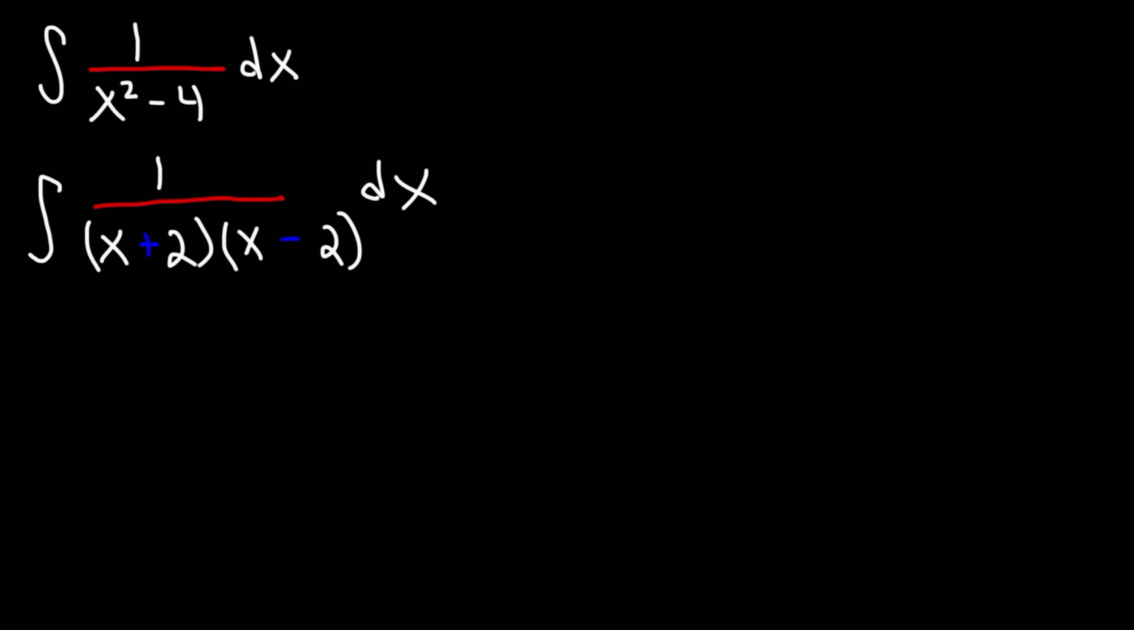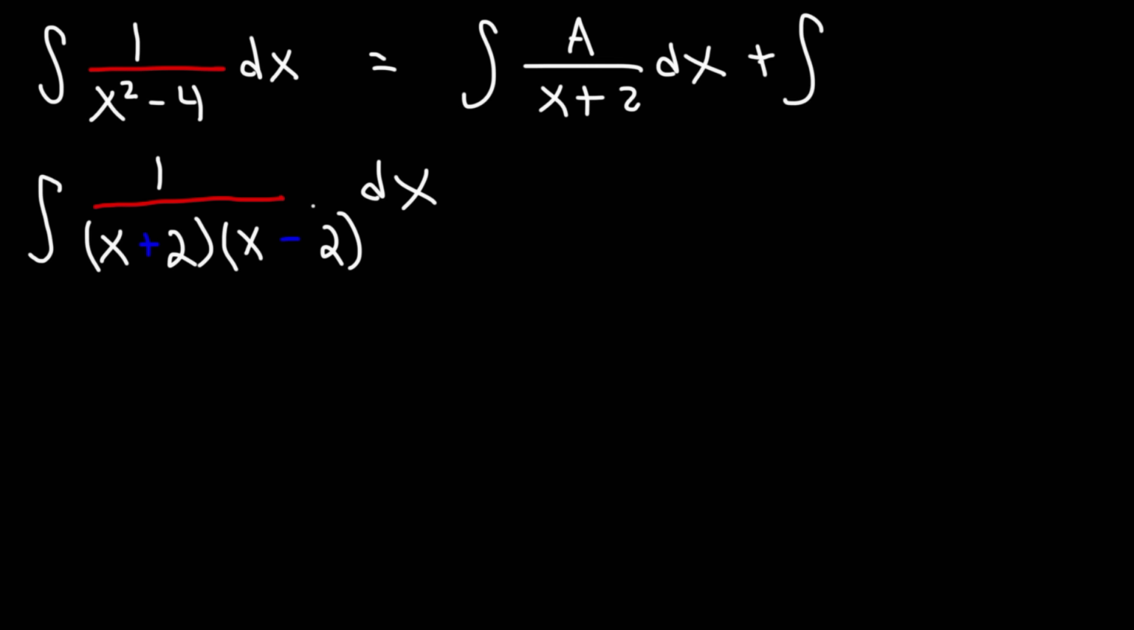Those are quadratic factors. Now, to use the technique of partial fraction decomposition, we're going to break up this expression into two smaller fractions. So here we have x plus 2 on the bottom. We're going to have some constant over x plus 2 dx. And here we have another linear factor on the bottom. So we're going to have another constant on top over x minus 2 dx.